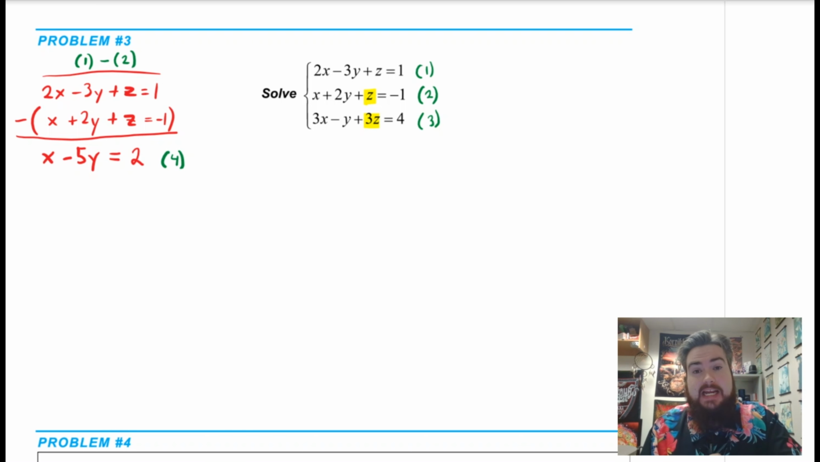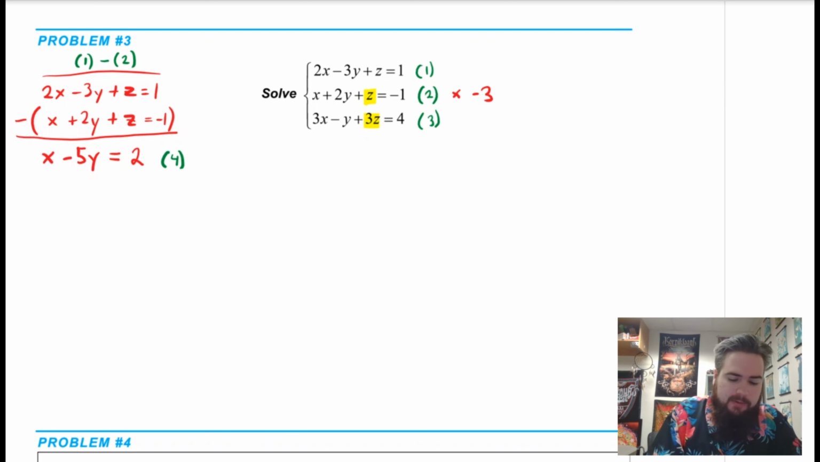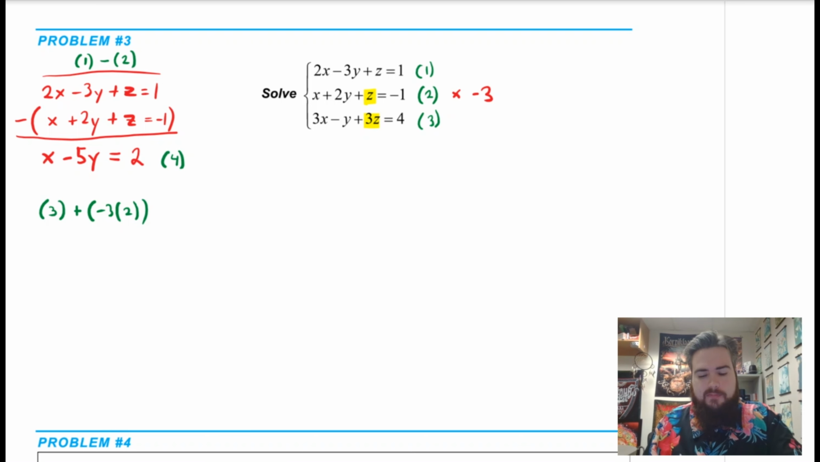Because I have a 3z in that third equation, I'm going to take that second one and multiply that whole thing by negative 3. If I do that, I will then be able to take equation 3 and add my new version of equation 2, which will be negative 3 times 2. In order to get that new equation, I'm going to do that on the side first. So I'm going to take that second equation, x plus 2y plus z equals negative 1, and multiply that by negative 3.